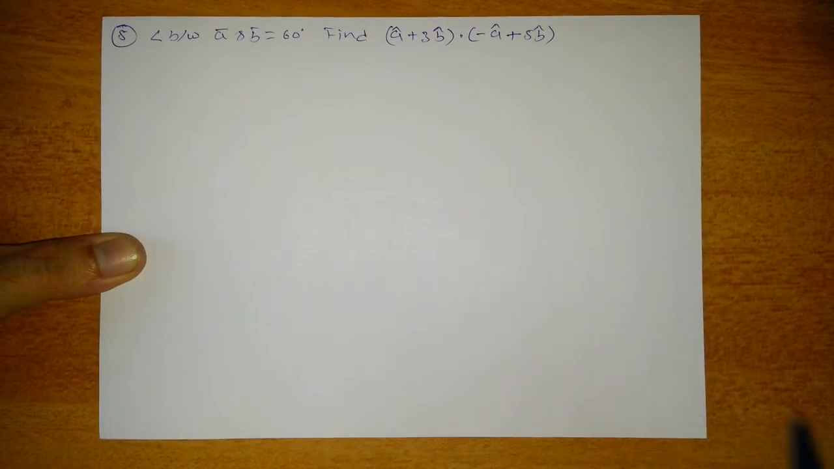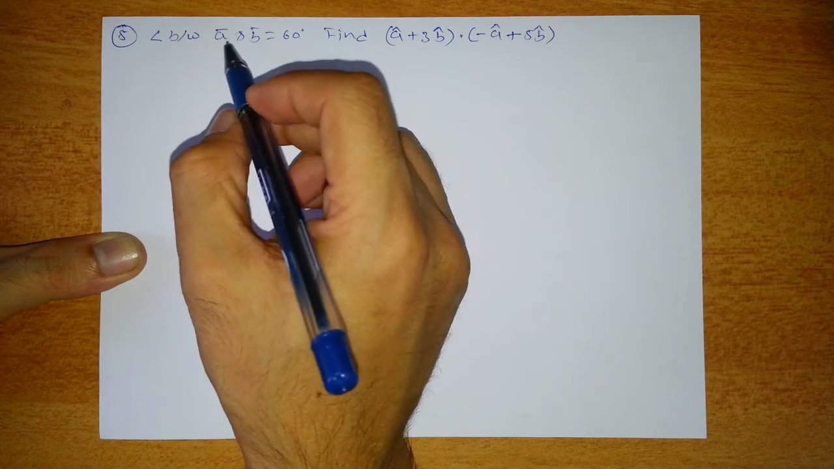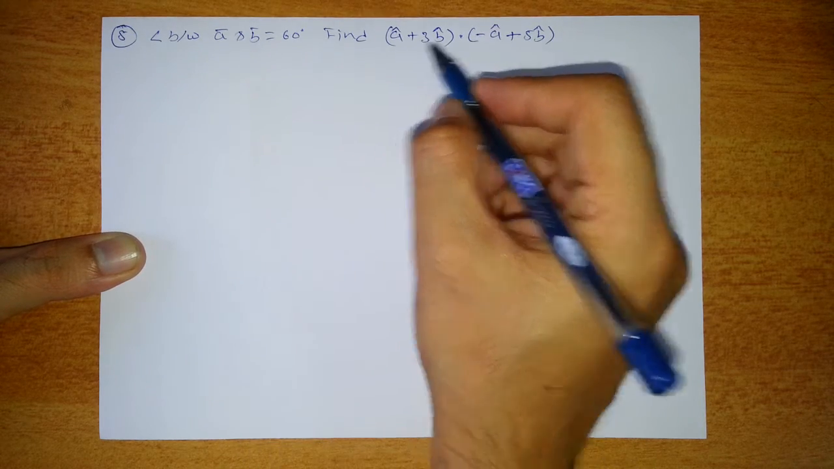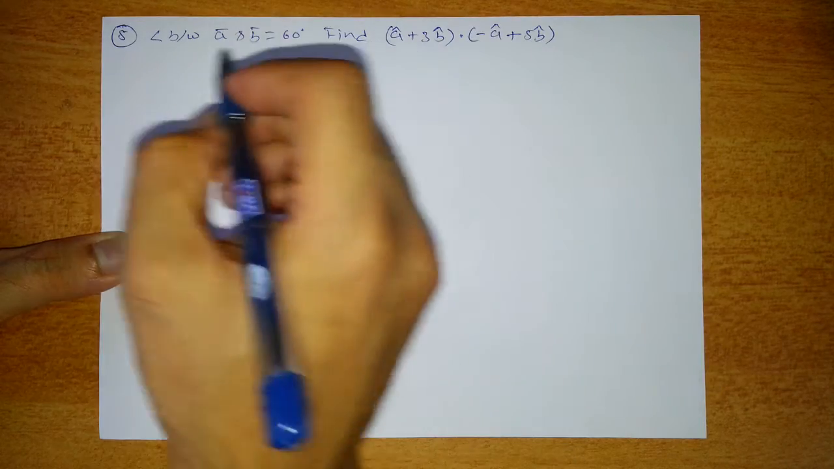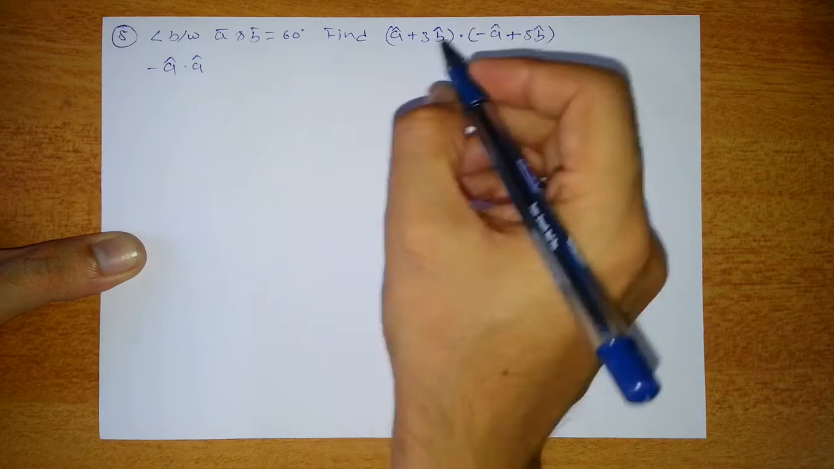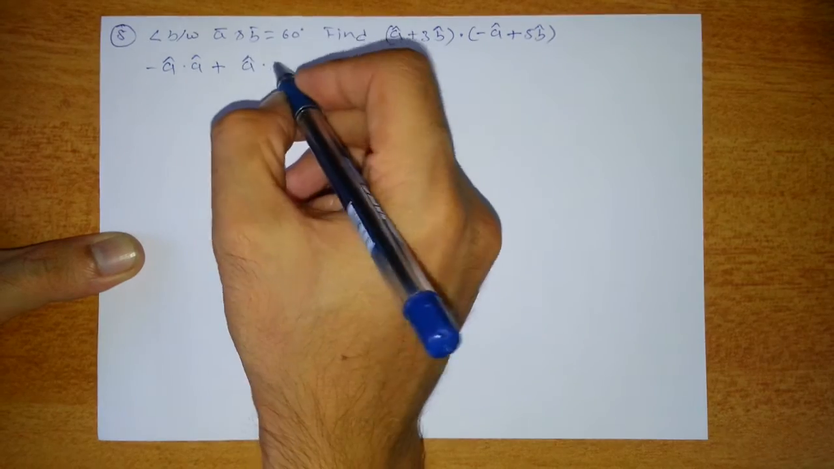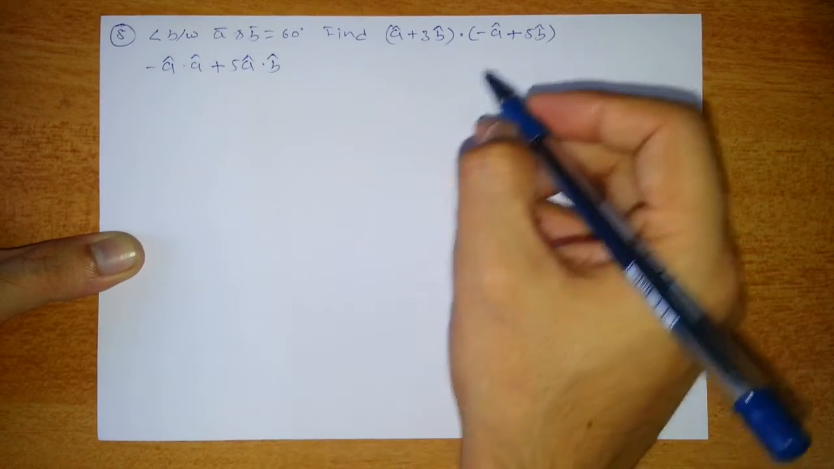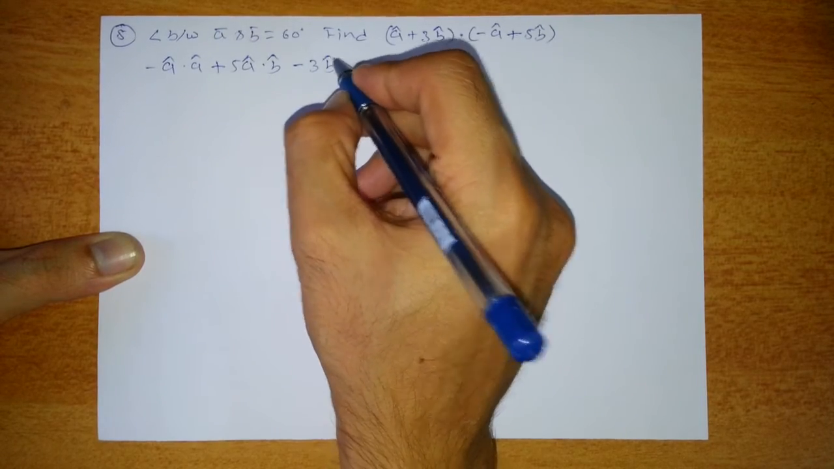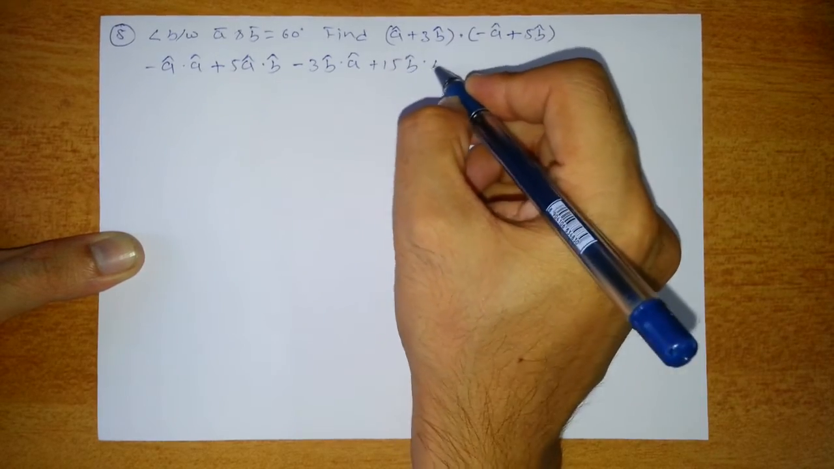In the next example, we have to find the value of this dot product when it is given that the angle between vector A and vector B is 60 degrees. So we have to find this. When we take the dot product, we are getting A cap dot A cap with a minus sign. This with this. The second term we are getting is A cap dot B cap with 5 as coefficient. And the third term we are getting is -3 B cap dot A cap. And the last term is 15 B cap dot B cap.